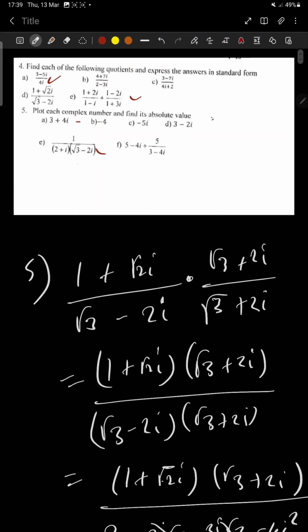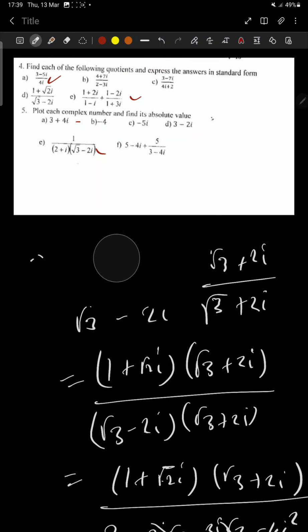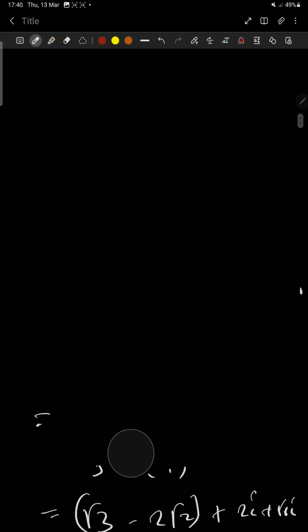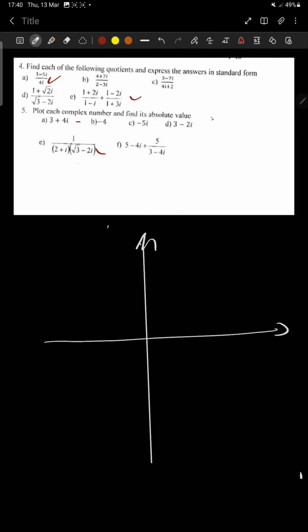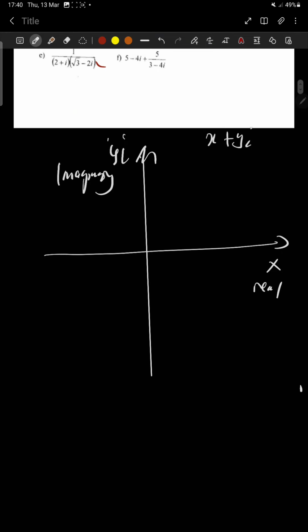Okay, so let's do the last part. Let's do question 5, plot. How do you plot a complex number? This is how you plot. If you have x plus yi, the y here is the imaginary part, and x is the real part. So how do you plot if you have z equal to 3 plus 4i?